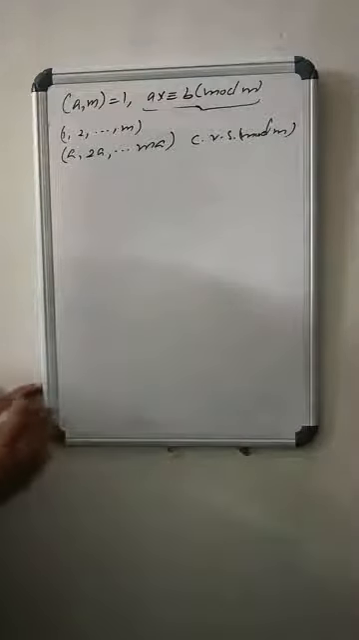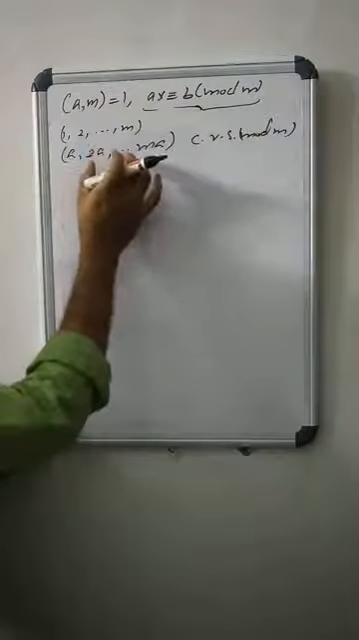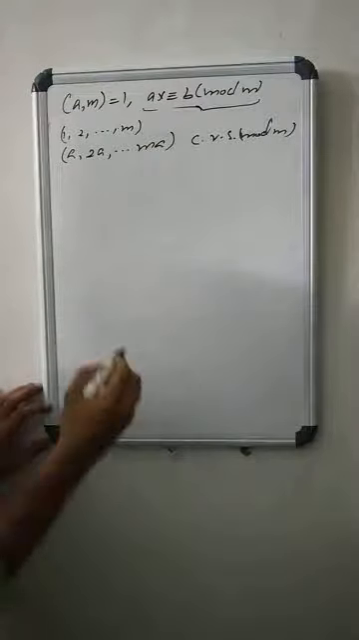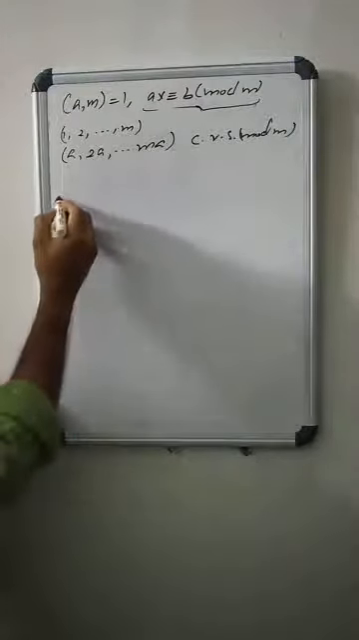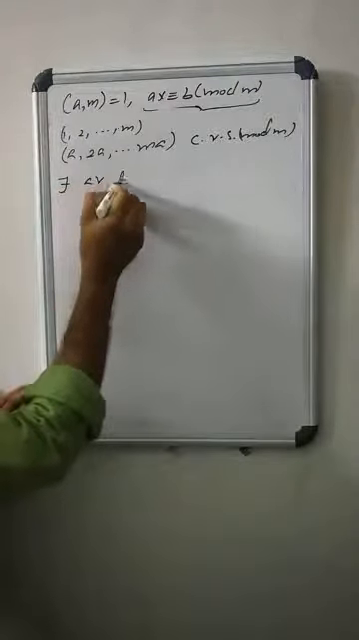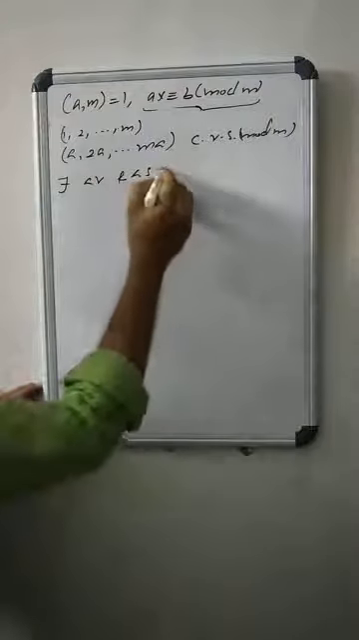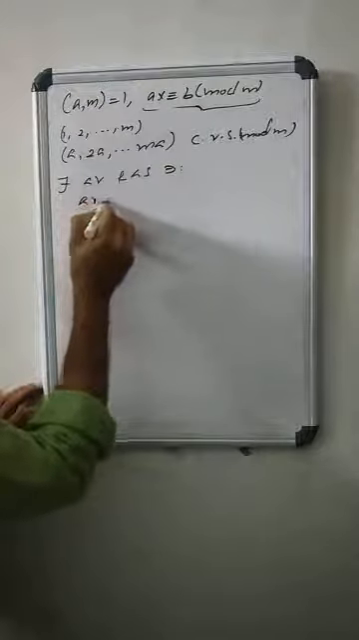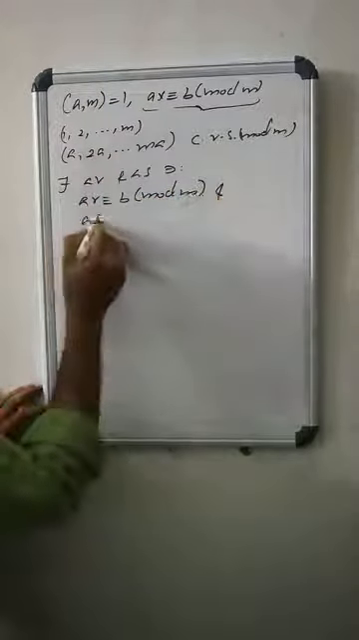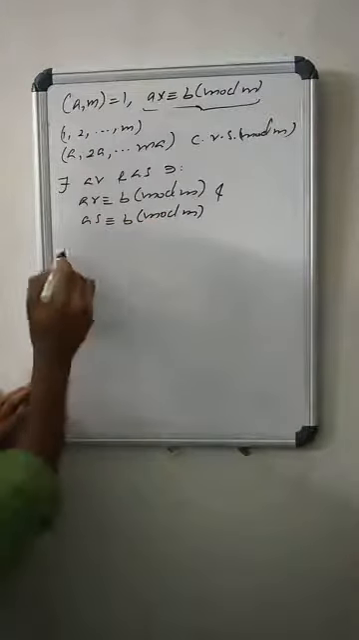Therefore, exactly one of these multiples is congruent to b mod m. Now, suppose there exist ar and as such that ar ≡ b mod m and as ≡ b mod m.